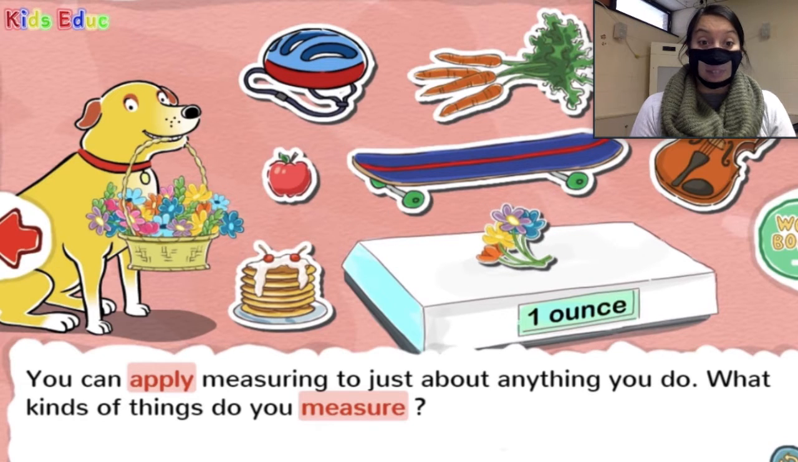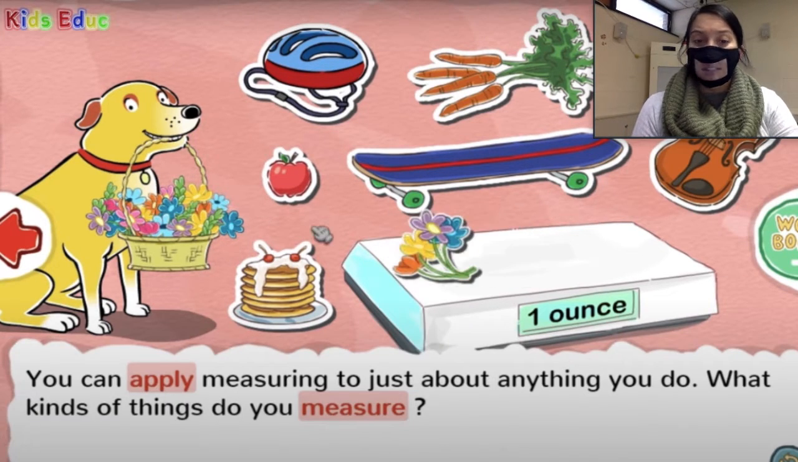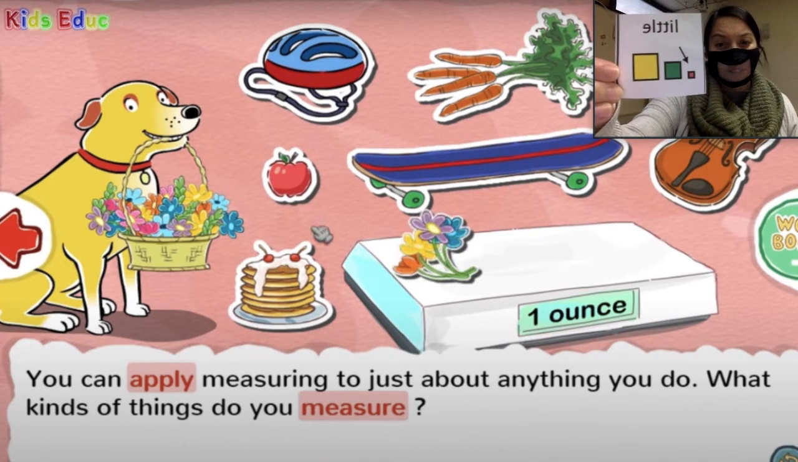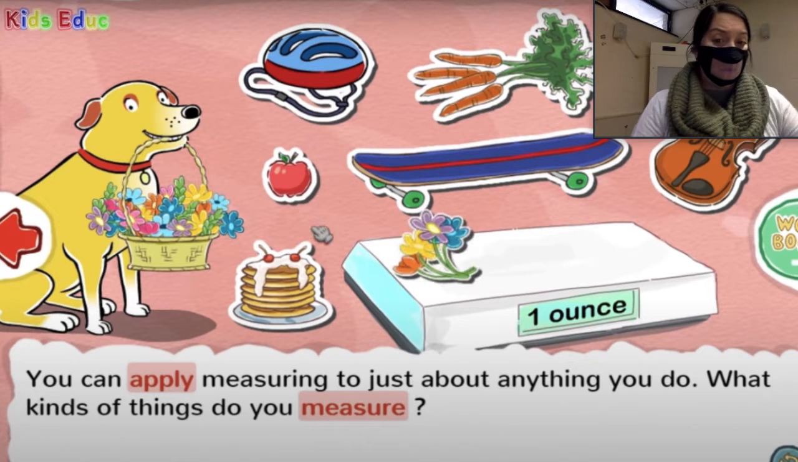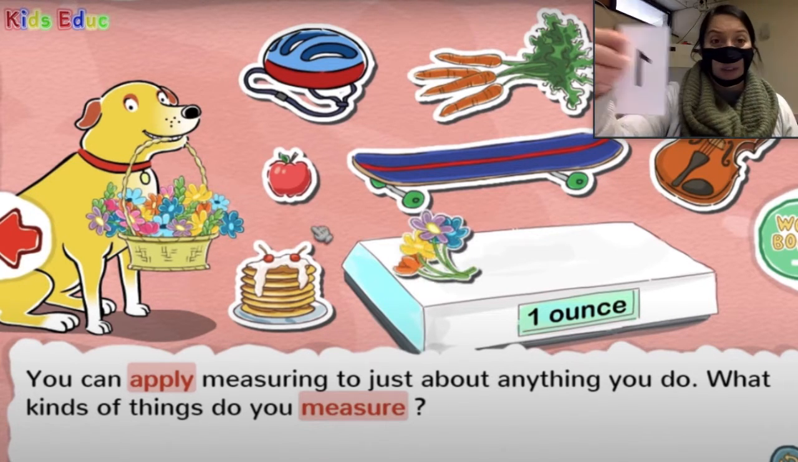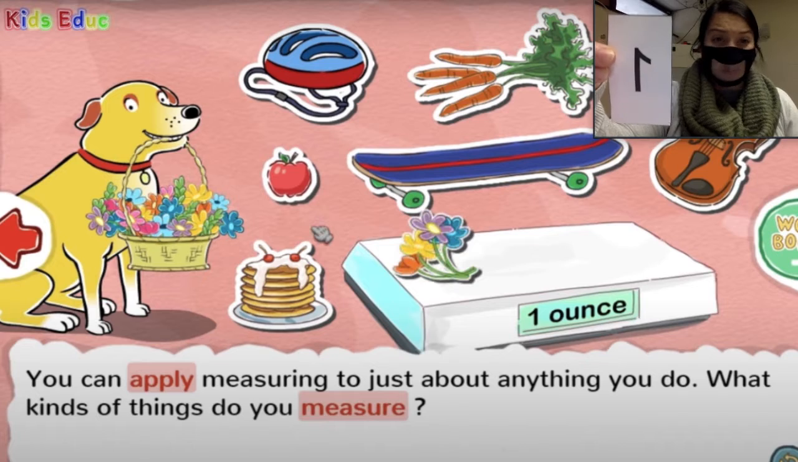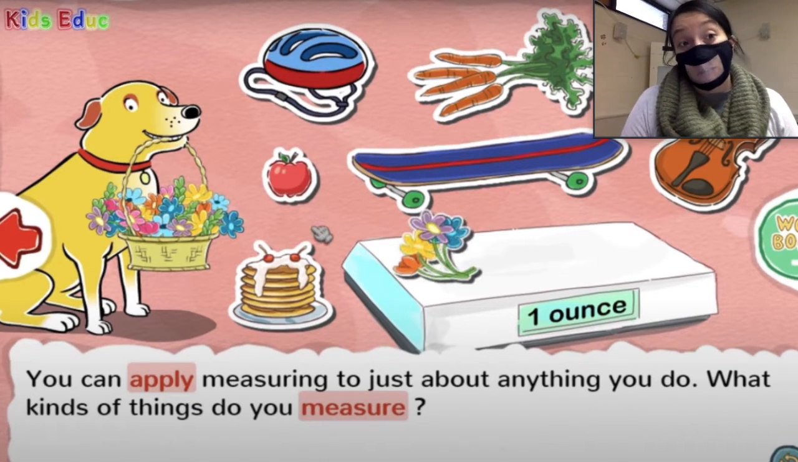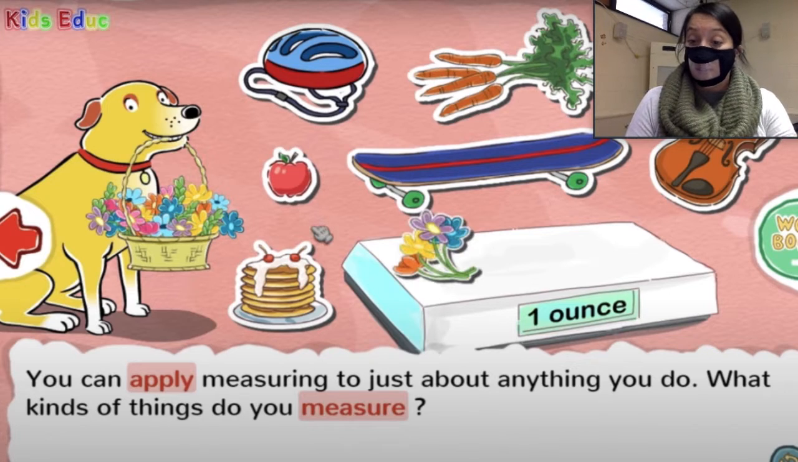With the flowers. Oh. The flowers, they were much smaller, right? They were littler. They were much smaller than the skateboard. It had 1 ounce. Because we can carry flowers around. People carry skateboards around, but they are heavier.